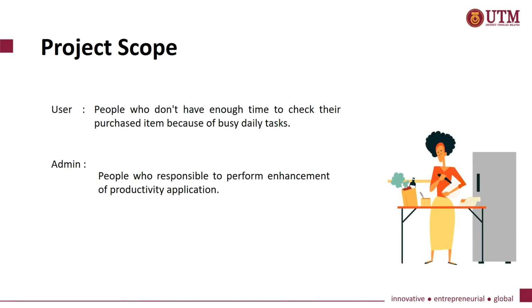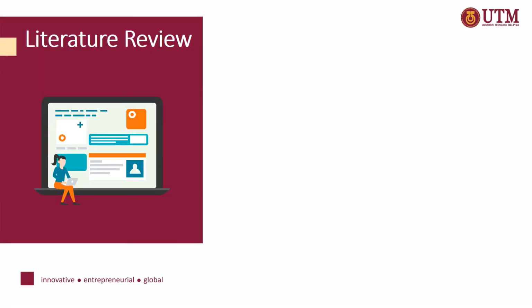So my project scope is, first, users: people who don't have enough time to check their purchased items because of busy daily tasks, and also admin: people who are responsible for performing enhancement of productivity of the application. So there are two end users that I plan to do for this mobile application.